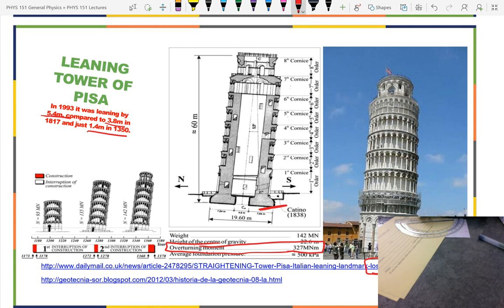And so the ground is going to have to supply a counter torque so the net torque is 0. If the net torque is 0, then the rate of rotation will stay constant at 0, and it won't fall over. And so there the units are MNm. What does MNm here? Notice it's capital M, capital N, lowercase m. What does that stand for?